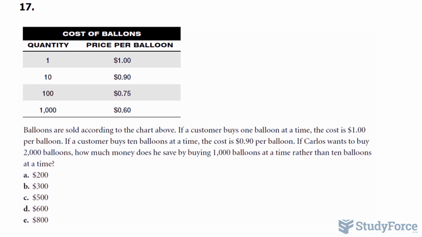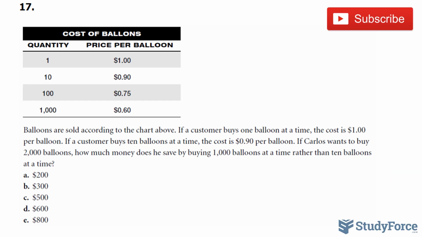The next question. Balloons are sold according to the chart above. If a customer buys 1 balloon at a time, the cost is $1 per balloon. If the customer buys 10 balloons at a time, the cost is 0.90 per balloon. If Carlos wants to buy 2,000 balloons, how much does he save by buying 1,000 balloons at a time rather than 10 balloons at a time?